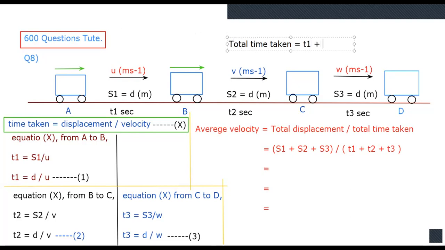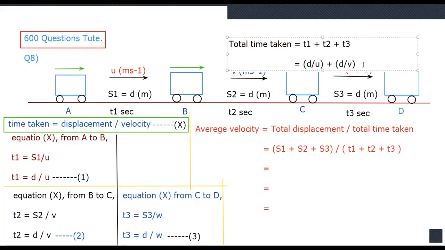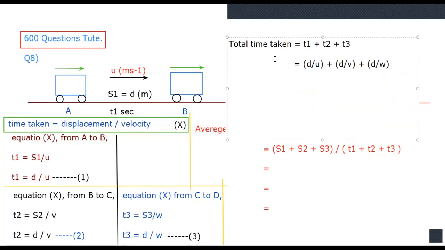T1 plus T2 plus T3. So T1 is D over U, simple D divided by simple U. T2 is simple D divided by V. Then T3 is simple D divided by W. Okay, dear? So total time taken, let me take total time taken as capital T.